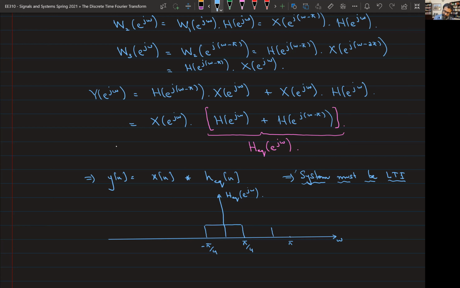And this is what comes, where this is 5 pi by 4 and this is 3 pi by 4. And here is where pi by 2 is. And there's symmetry on both sides. So if this is minus pi, then this is minus 3 pi by 4 and this is minus 5 pi by 4. So this is the H equivalent.